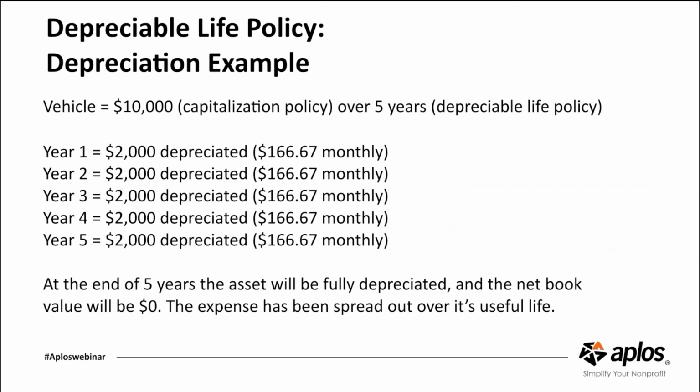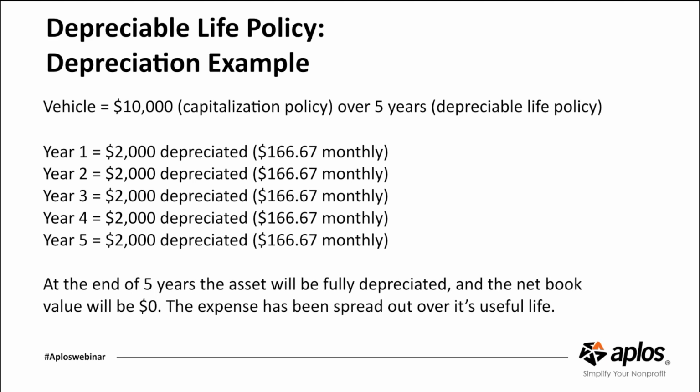Okay, so here's another example. So here's a vehicle for $10,000. So the $10,000 meets my capitalization policy, so it is now going to be depreciated. So now it's going to be spread out over 5 years using straight line depreciation, which is according to my depreciable life policy. So then here is how it's broken up per year. In year 1, I'm going to depreciate $2,000 total, right? Even division, 10,000 divided by 5, which means 2,000 each year, which comes to $166.67 ish monthly. Year 2 the same, 3 the same, 4, 5 the same.